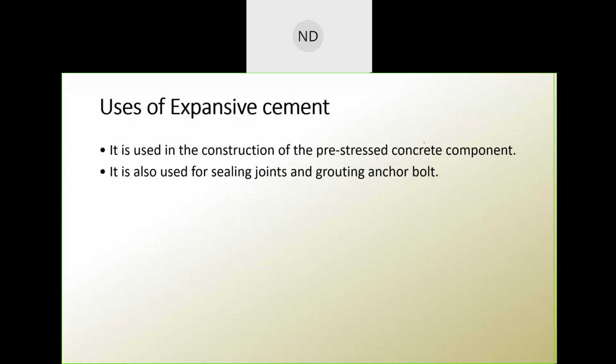When we construct these pre-stressed concrete members, what happens? You are constructing the member off-site and then bringing it to the site. This is off-site, this is on-site. You prepare this and then you bring it to the site of the construction work. So during that time, what may happen?